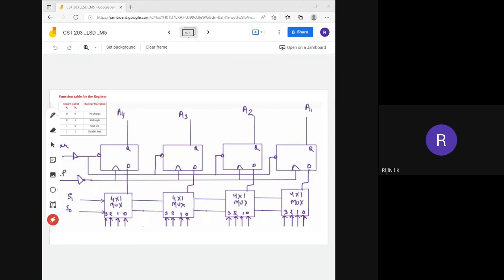Then how will this multiplexer select the input line?